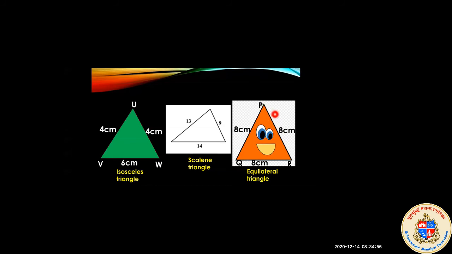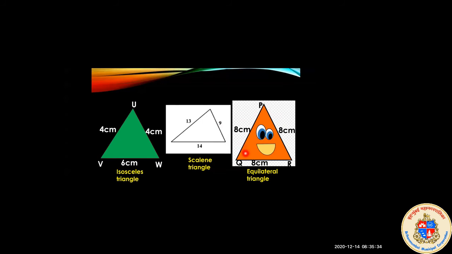Now, can you tell me the vertices of this triangle? Vertex P, vertex Q, vertex R. Very good. Vertex P, vertex Q, and vertex R. Now, can you name the sides of this triangle? Side PQ, like this. Side PQ, side QR, side RP. Okay, very good. Well done. So you know now vertices and sides.